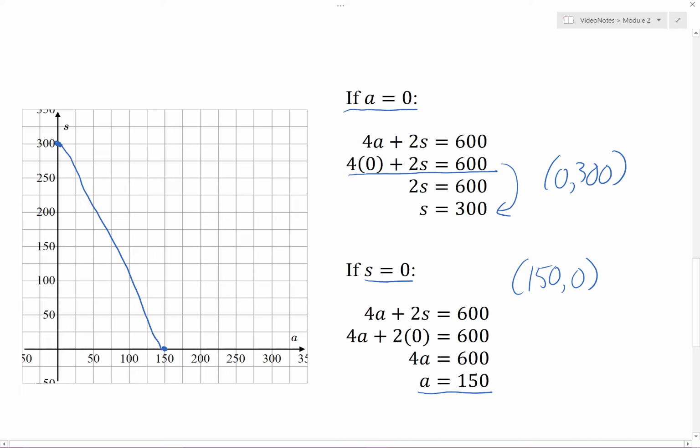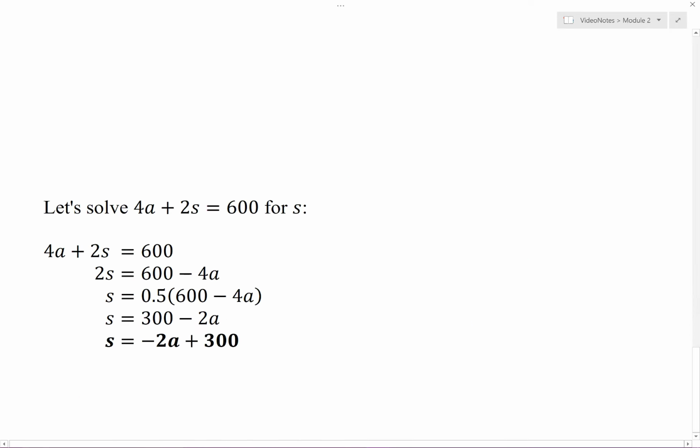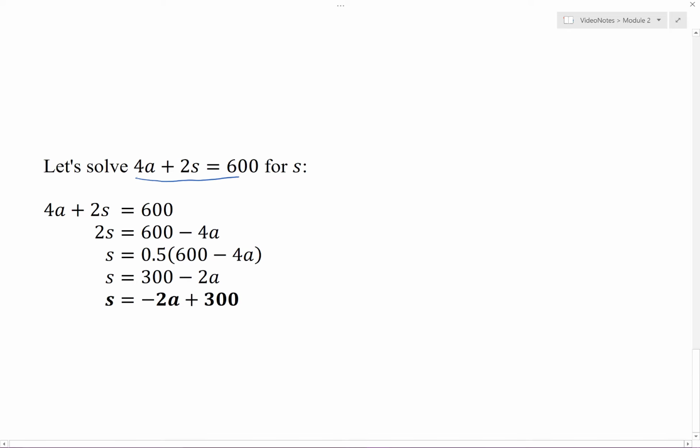Now, we restrict to non-negative values of S and A because of the context we're looking at. But this graph represents all possible pairs of A-S combinations. Now, if we isolate one of the 2 variables in our equation, then we can determine the constant rate of change. So, let's solve the equation 4A plus 2S equals 600 for S. And if we do this, we end with the formula S equals negative 2 times A plus 300.